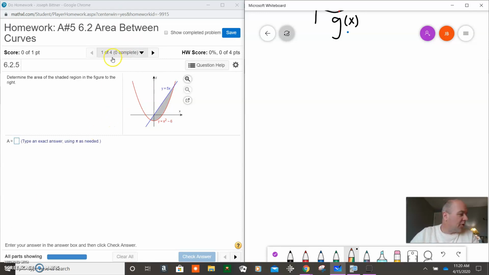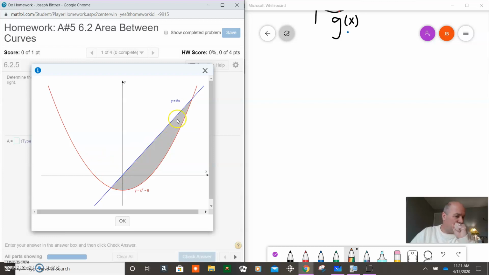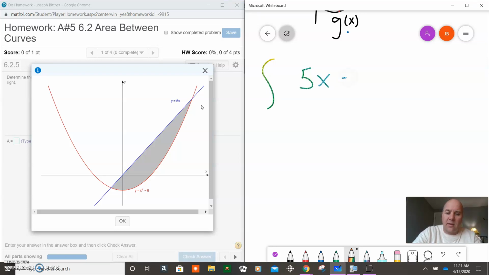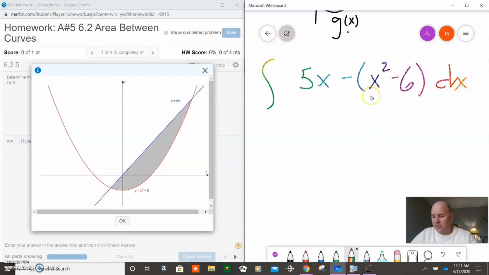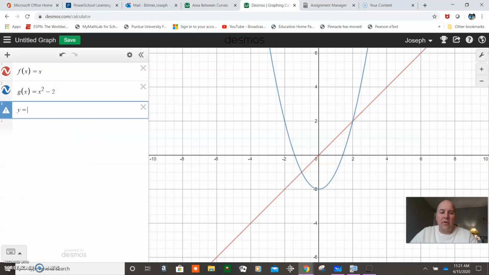So looking at the homework here, the first problem on MyMathLab, you can see that the function is the blue line on top of the red line. It's not too surprising. Now, they don't give you the intersection points, and I wish they would, but let me go ahead and write out the equation as much as I know here. So it's going to be the integral of 5x minus (x squared minus 6) dx. Do notice I put in the parentheses, which is important.